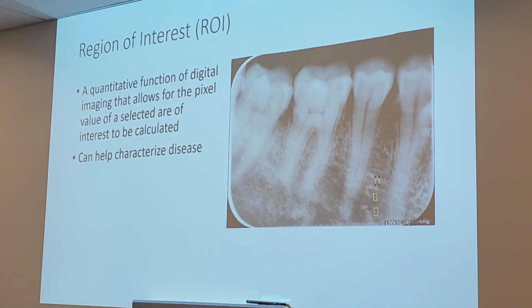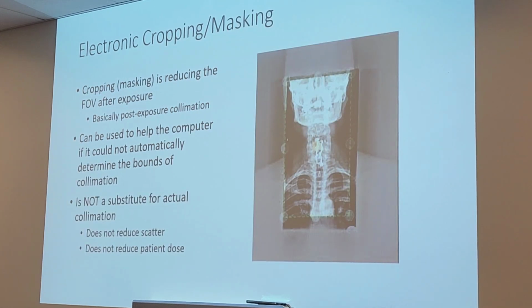Right? Does it look as dense as it should be? Does it look less dense than normal? You can use it to check things like that. All right, electronic cropping, otherwise known as masking.